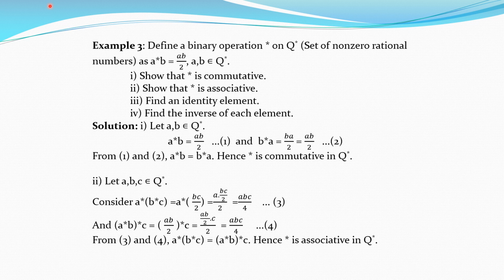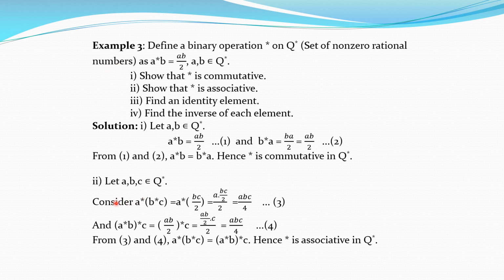Now, to show that star is associative, we take three elements A, B, C from Q star. So A, B, C are non-zero rational numbers. Now, by definition, we check whether A star (B star C) and (A star B) star C are equal or not. First, consider the left hand side, that is A star (B star C). First, applying the definition of star to B, C: B star C is by definition BC divided by 2.